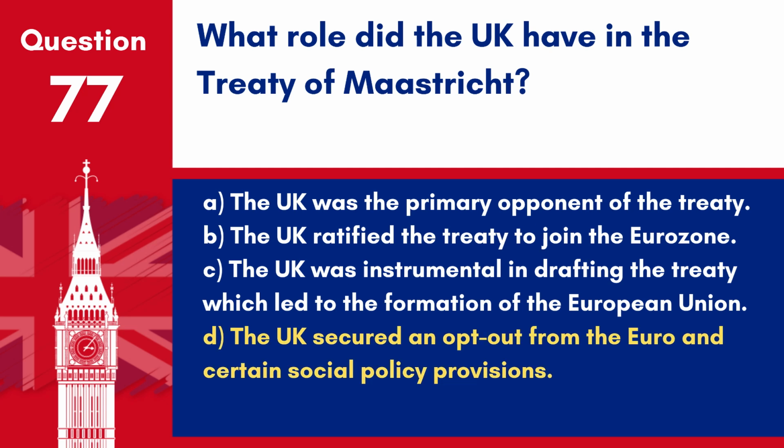Answer: D. The UK secured an opt-out from the Euro and certain social policy provisions, while the Treaty of Maastricht in 1992 led to the creation of the European Union and the Eurozone. The UK negotiated opt-outs from some aspects of the treaty, reflecting its cautious approach to European integration.